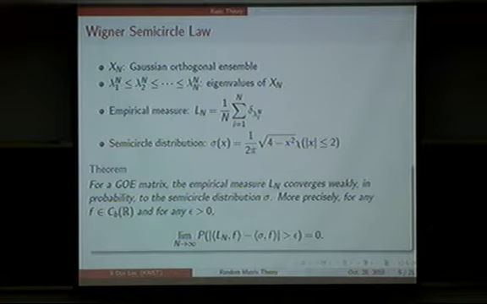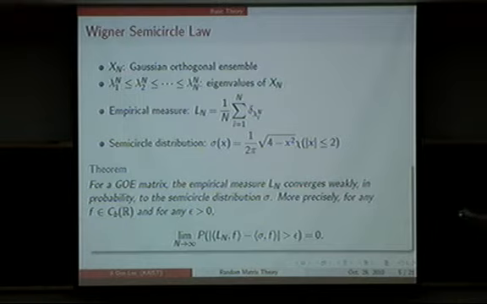Well, the theorem is as follows. If you have a Gaussian orthogonal ensemble, and you have n eigenvalues of X_n, like lambda_1^n, lambda_2^n, up to lambda_n^n, where lambda_n^n is the largest one, we consider the empirical measure. The empirical measure is just the average of all the delta measures at the eigenvalues.